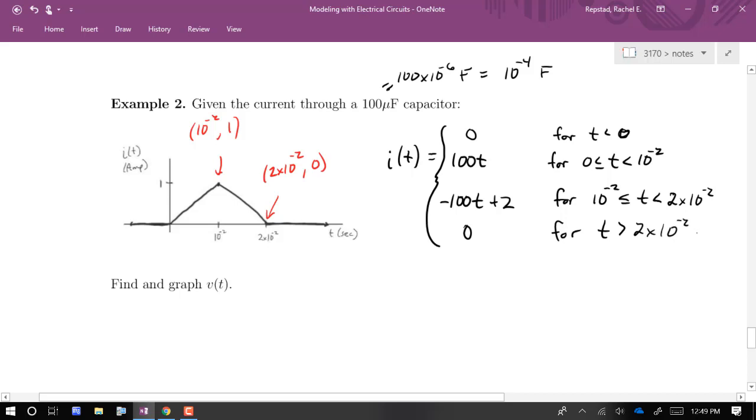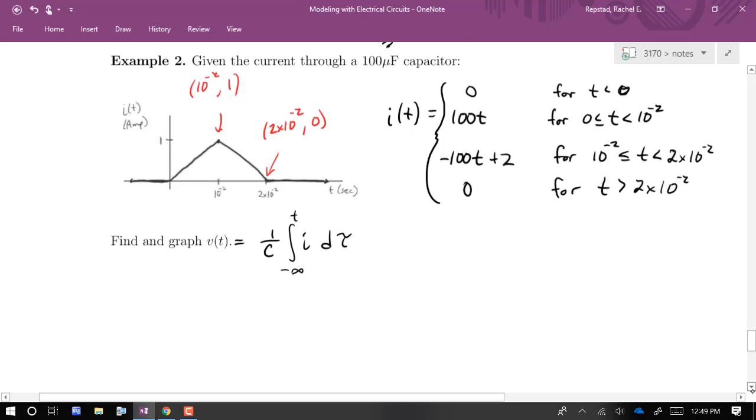Okay, so we're going to find the voltage, and the voltage is given by, if we know current, 1 over the capacitance times the integral from minus infinity to t of I d tau, and we're just going to consider the time regions, these different intervals like we did in the last example.